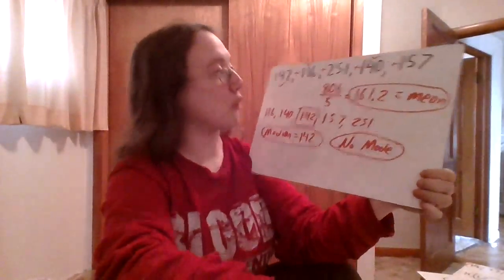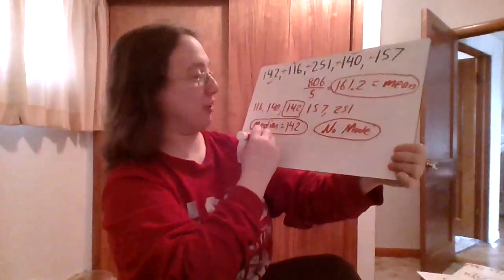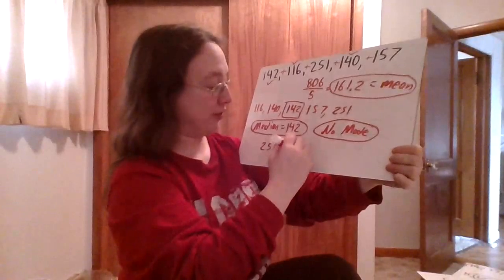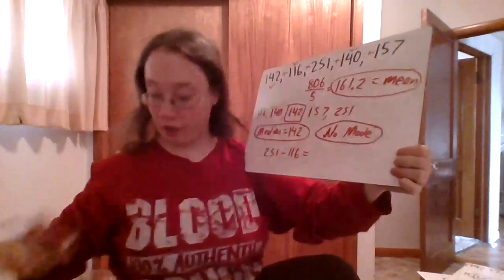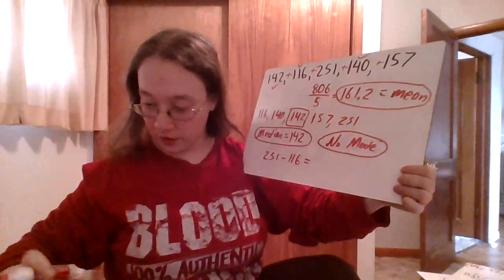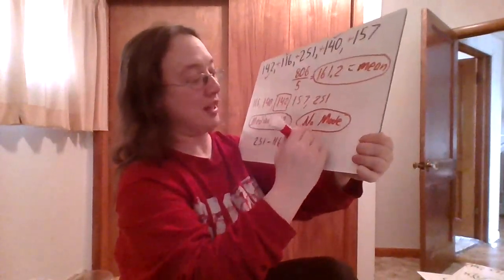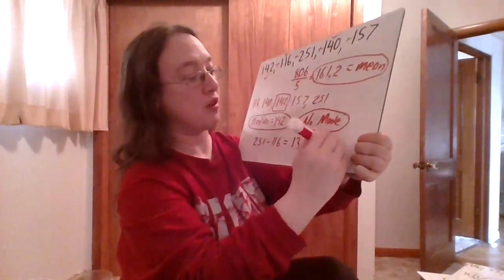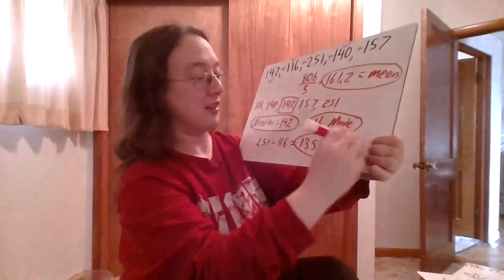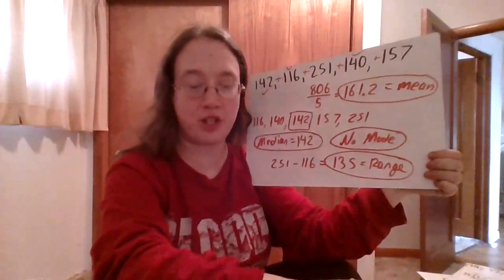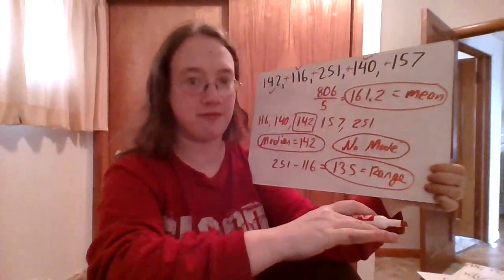And then we want our range. So our range is going to be our biggest number, which is 251, minus your smaller number, which is 116. And 251 minus 116 gives you 135. And that's our range. Alright, so again, mean, median, mode, range, we're looking for all 4 of them and just want to make sure that we don't get them mixed around.